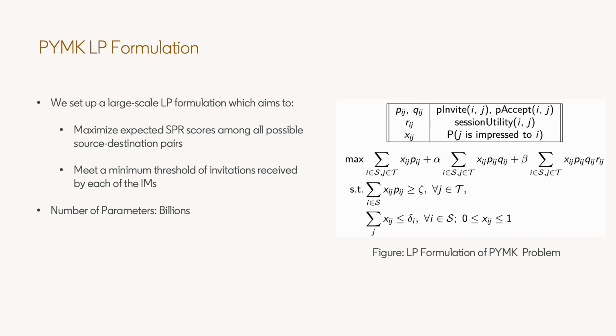The logic here is that by incentivizing these infrequent members to make more meaningful connections, they'll continue to come back to the platform and actually engage and contribute content. Now, because this is a two-sided marketplace and we're matching millions of members, and each of those has a subset of possible connections, this works out to roughly a few billion parameters.